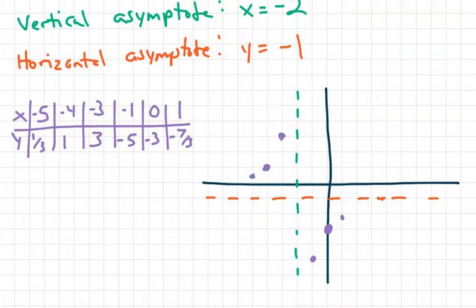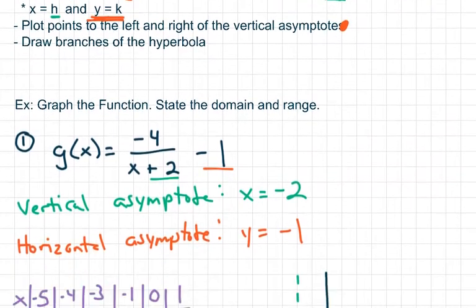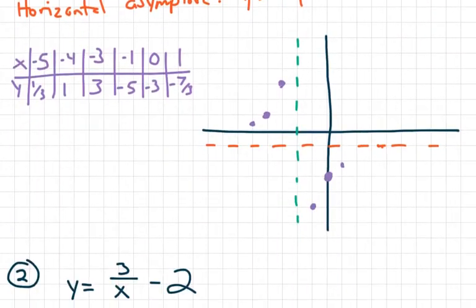Okay, let me draw that a little bigger. Okay, so we've drawn our asymptotes, we plotted our points. Now we just need to draw the branches of the hyperbola. That one's going to look like this, and the left side will look like that.